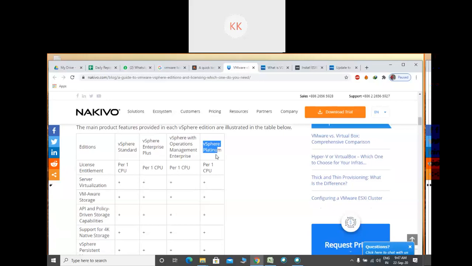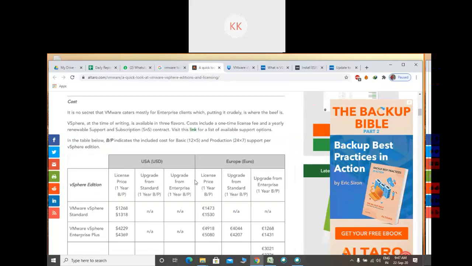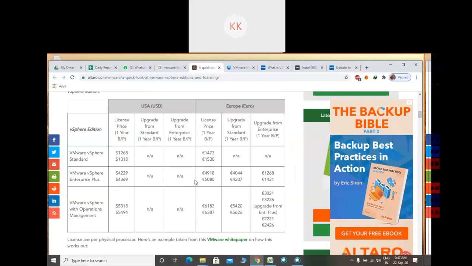Now you can see the pricing. See, as I told you, VMware is very costly. Okay, now you can see the price. VMware vSphere standard license per year, how much? $1268.